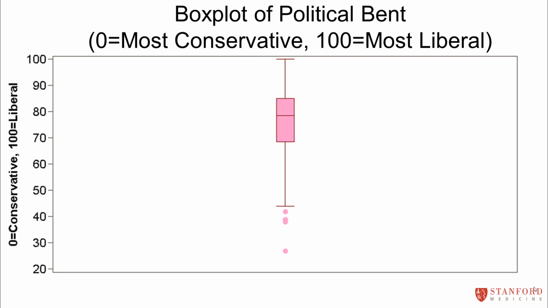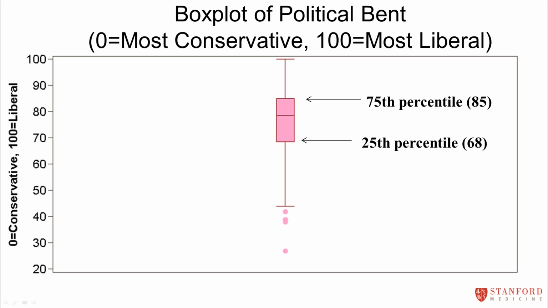I also asked my students to report how they rated themselves on their political leanings. I had a scale that was anywhere from 0, where 0 is the most conservative, up to 100, where 100 is the most liberal. And I asked my students to rate themselves on that scale. You can see by looking at the box plot that the majority of Stanford students cluster in the liberal range, in the Democratic range. And if we just zero in on the box here, the 75th percentile occurred at 85, the 25th percentile occurred at 68.